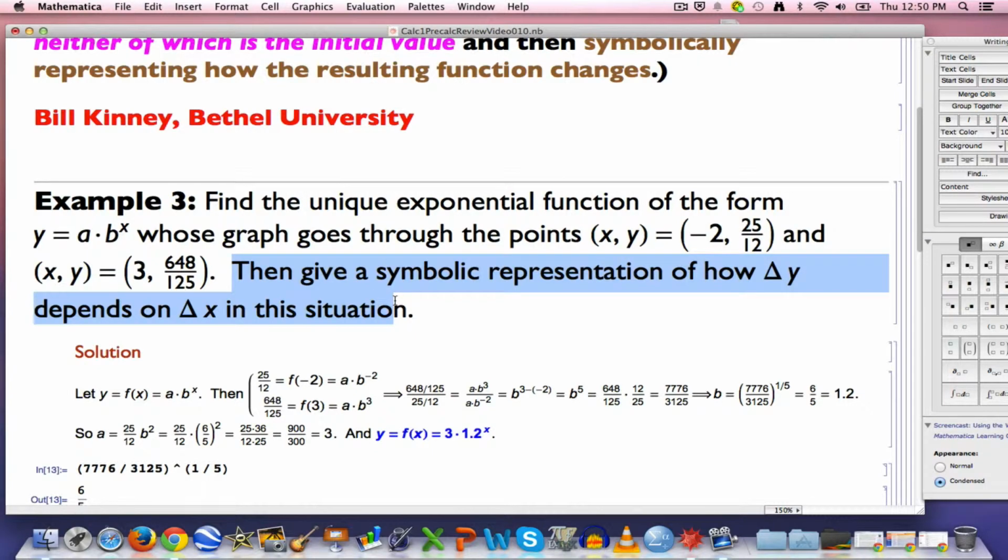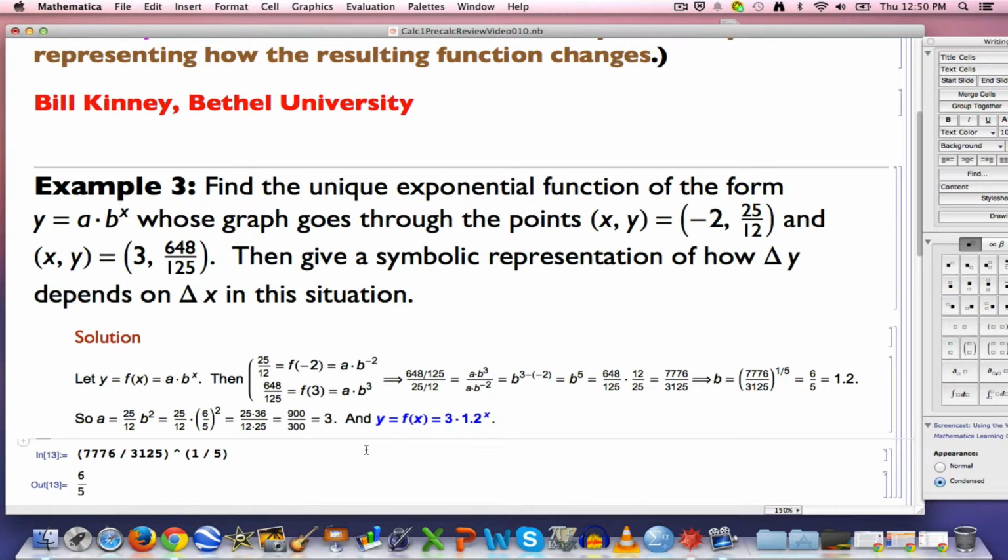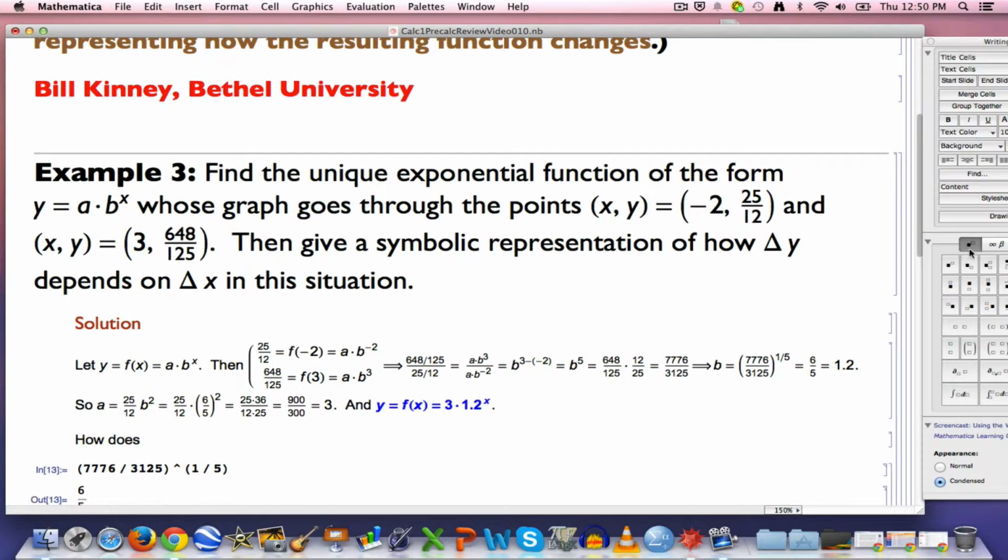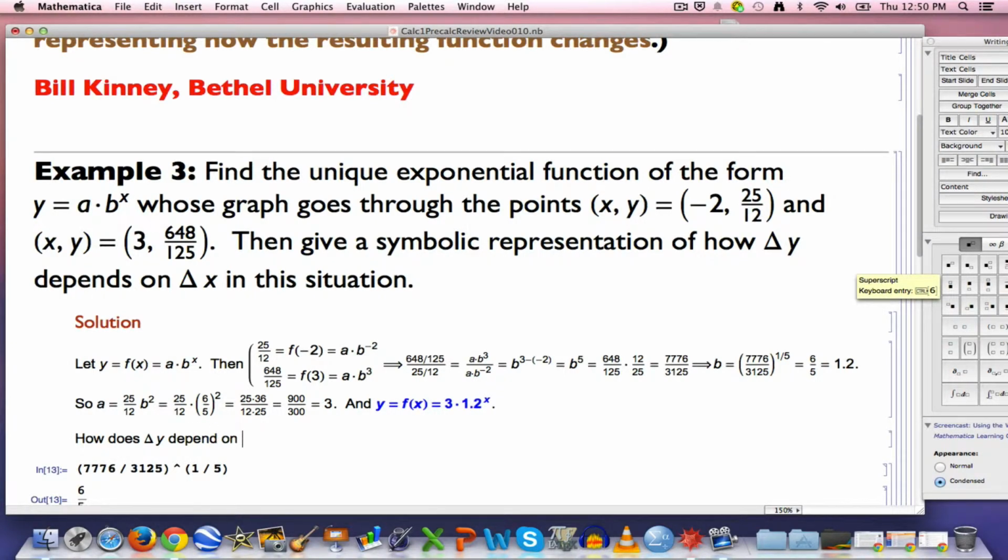What about symbolically representing how delta y depends on delta x? This is trickier than it is for linear functions, much trickier in fact. What did we talk about for linear functions? We want to figure out how does delta y depend on delta x. Remember that these symbols represent change in these quantities. Delta y is the change in the output. It's the new function value at the new input, which I write as x plus delta x, minus the old function value at the old input x.